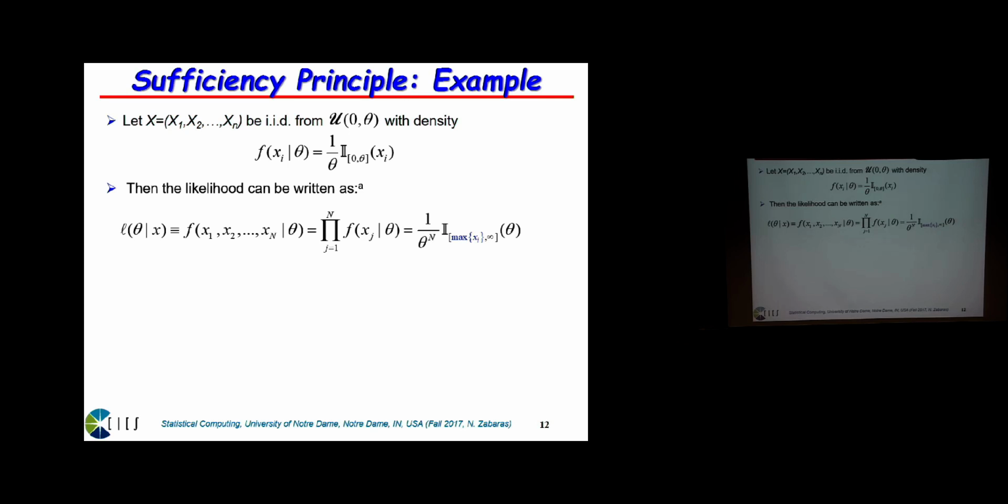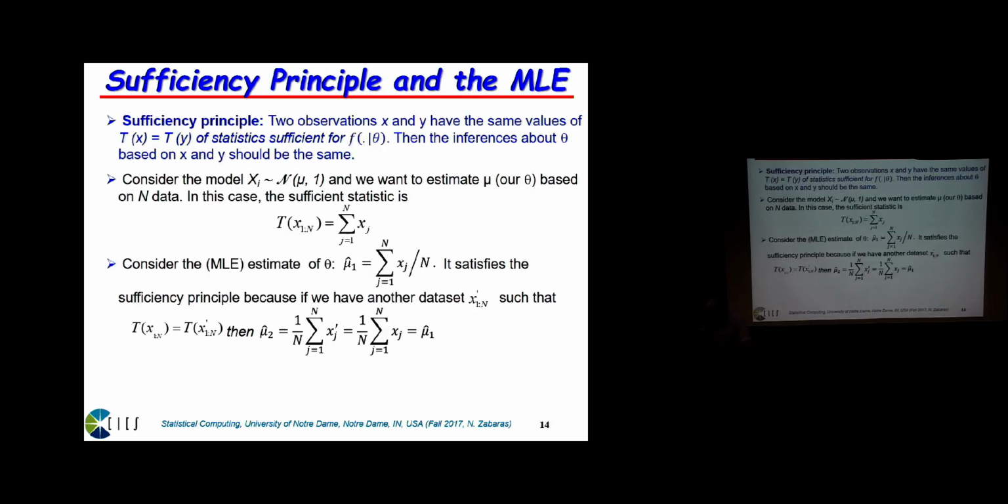Okay. Now I'm going to jump to slide 14. There are many more examples in the notes that you should consult so you can get a good idea of the sufficient statistics. So let me state the sufficiency principle. Okay, so let me read it. If you have two observations, x and y, that have the same values of sufficient statistics, then the inferences about the parameter theta based on x and y need to be the same.